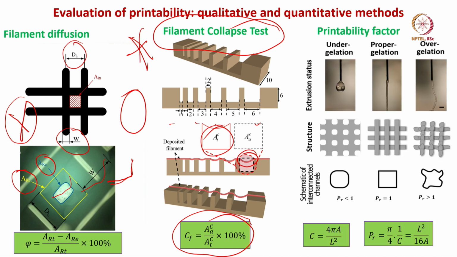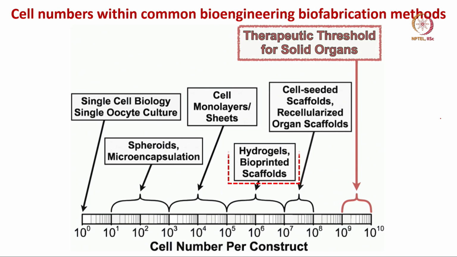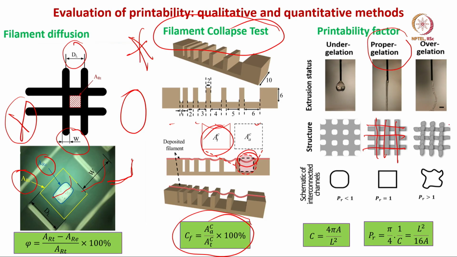Then another one is the printability factor. You can see this is the proper gelation of the hydrogel, so you get perfect strands. In the case of over gelation, you get more like this kind of pattern, and this is the under gelation.